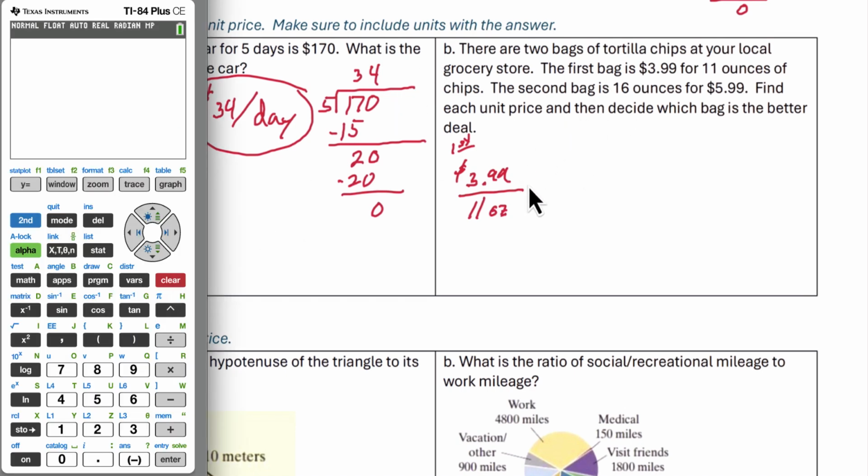Since we have limited space here, I'm going to use the calculator for this one. 3.99 divided by 11. This gives us a long decimal. Keep in mind we're talking about money, so let's maybe round this to the nearest cent. That would be 36 cents per ounce.